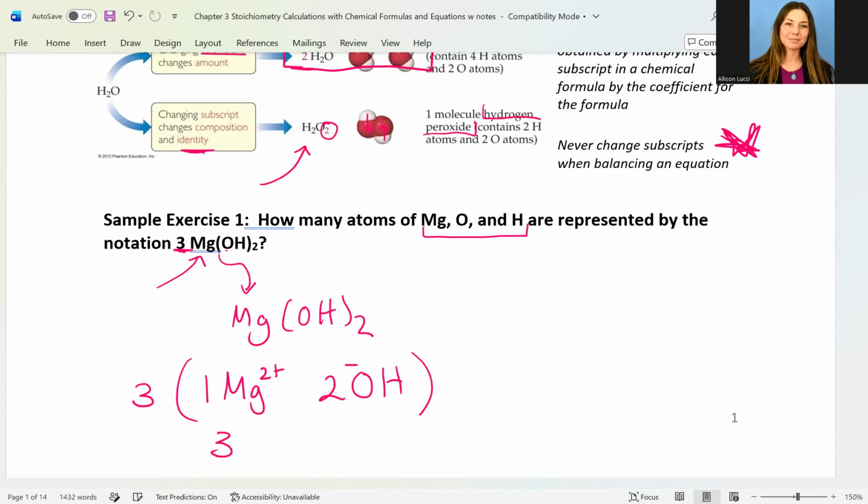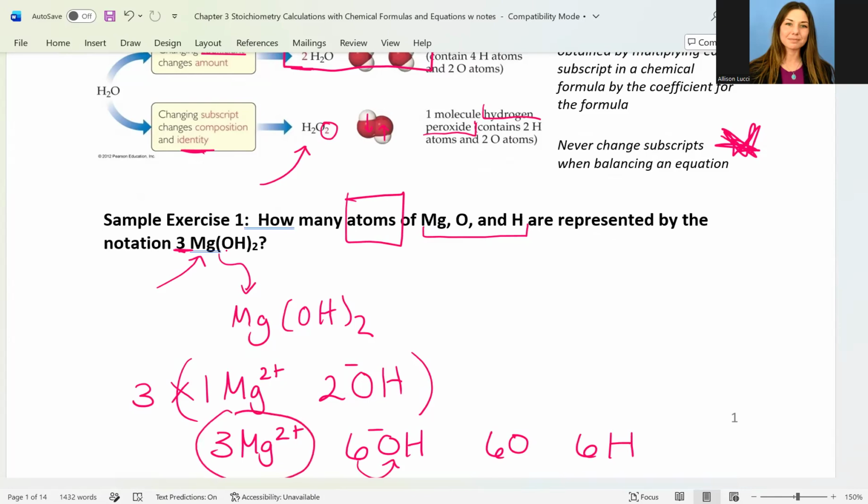So I'm going to multiply 3 times 1, and I have 3 magnesium ions, and I would know that I would have 6 hydroxide ions contained. And then if I wanted to know how many individual atoms, I know that for every hydroxide, I have 6 oxygen and 6 hydrogen. So my final count is going to be 3 magnesium, 6 oxygen, 6 hydrogen for this problem.